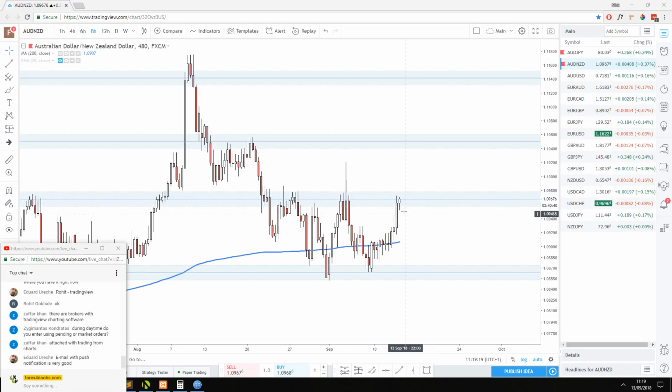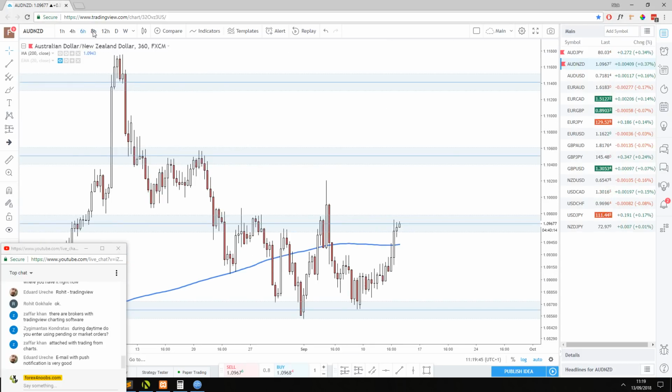It did have a big push yesterday, but a lot of pairs had a big push yesterday. That does not mean that if we get a stall out here, that it's going to push the same way. So yeah, I would say this is a potential short setup from this resistance area, depending on how this candle closes.